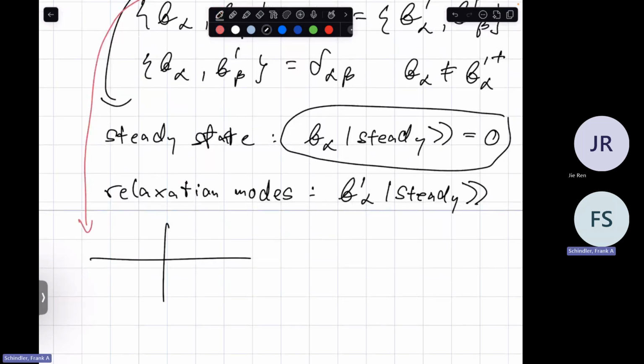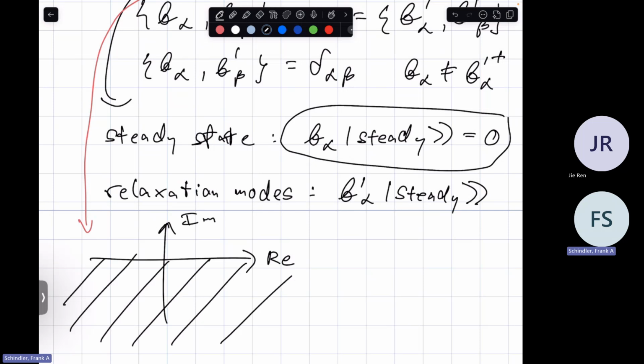there's decay. So in general, in your complex plane, real part, imaginary part, you can prove they only exist in this plane down here. They all have negative imaginary part, which is required for the system to decay into the steady state. You don't want any exponential growth. And you can show that rigorously, actually.